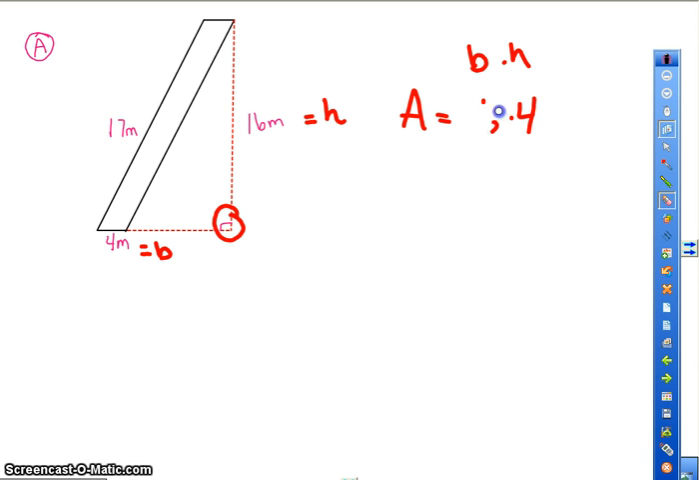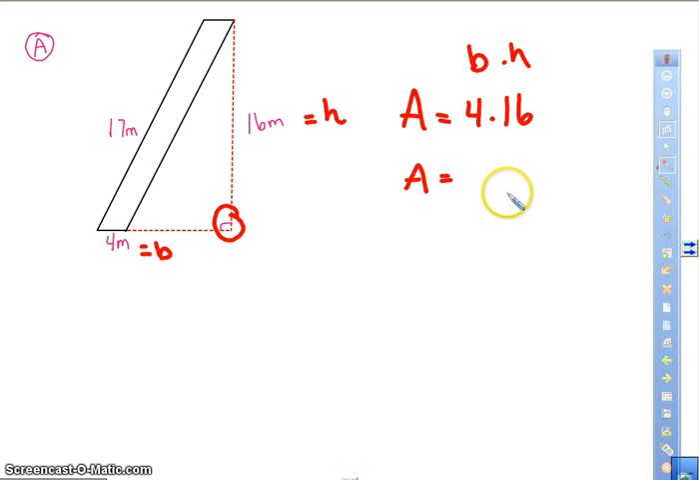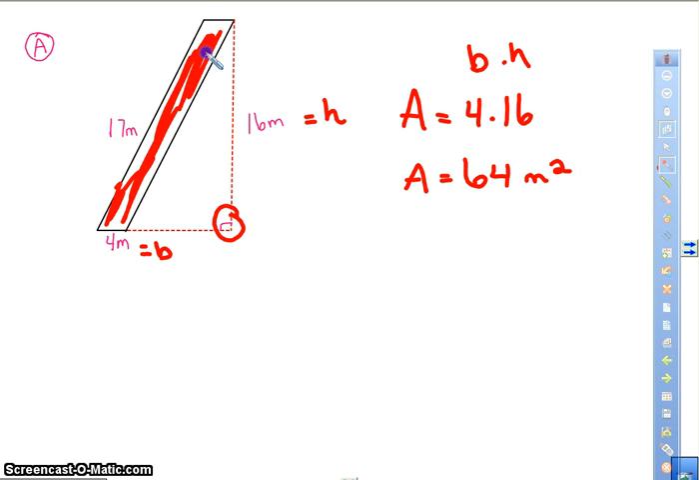It doesn't matter, though, what order you put it in because multiplication is commutative, meaning it doesn't matter in what order you're multiplying these. So 4 times 6 is 24. Carry your 2. 4 times 1 plus 2 is 64. And because it's area, it's going to be meters squared. Remember, area is measuring the distance inside of the figure. So I want to know how many square meters are present within the parallelogram. So 64 meters squared.